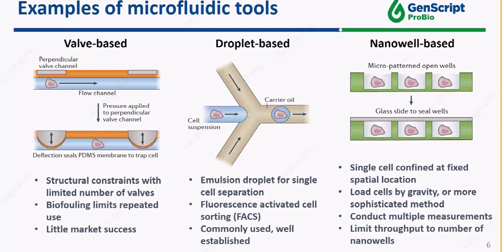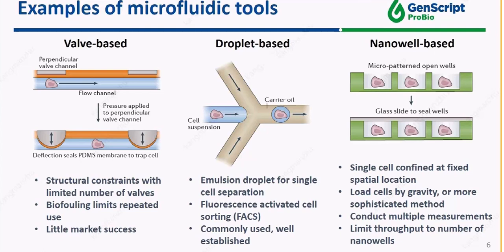And these types of valve structures are typically prone to biofouling, which is the accumulation of cell debris or biological substances on the surface of these valves, which limits the number of repeated uses. The structural constraints and biofouling issue have greatly limited the market success or the market use of this type of microfluidic tool.